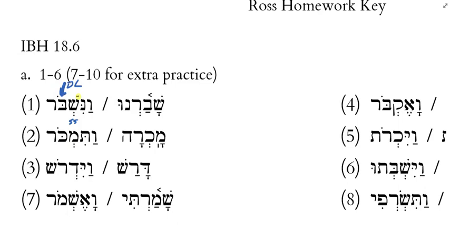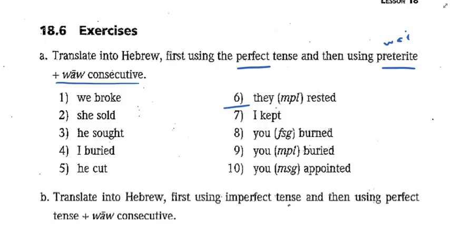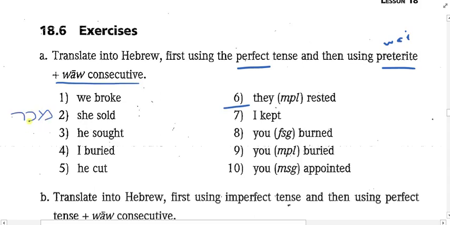Excellent. Any other questions on Section A? Can I just see you walk through number 2, how you would start it off? Yes. Let me go back to the actual Ross page. So for number 2, what we're told to do is produce the forms for she sold. So the first thing I have to know is what's the verb for to sell. And it's the root letters mem, kaf, resh, makar. Remember, I'm going to sell, makar, right? And so I have to take those 3 root letters and form the perfect.